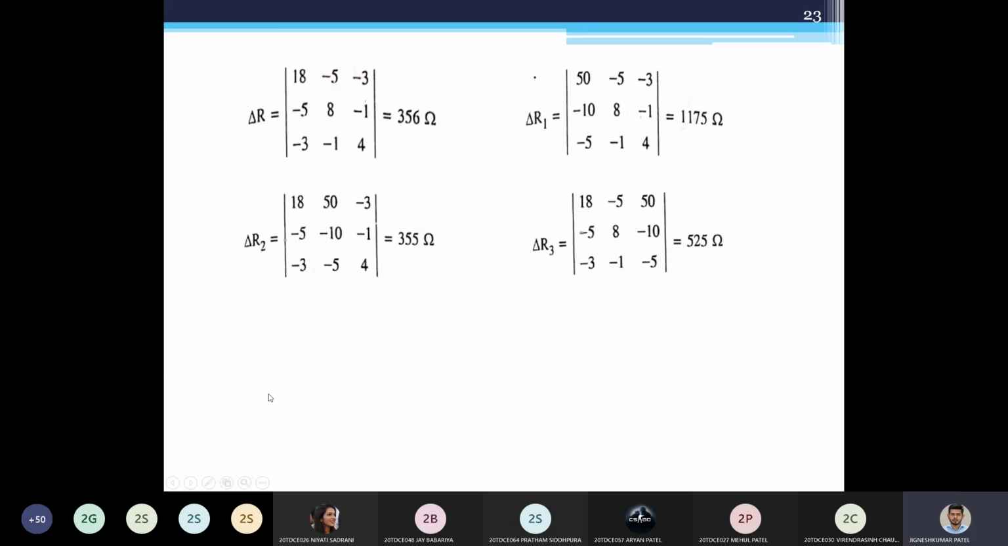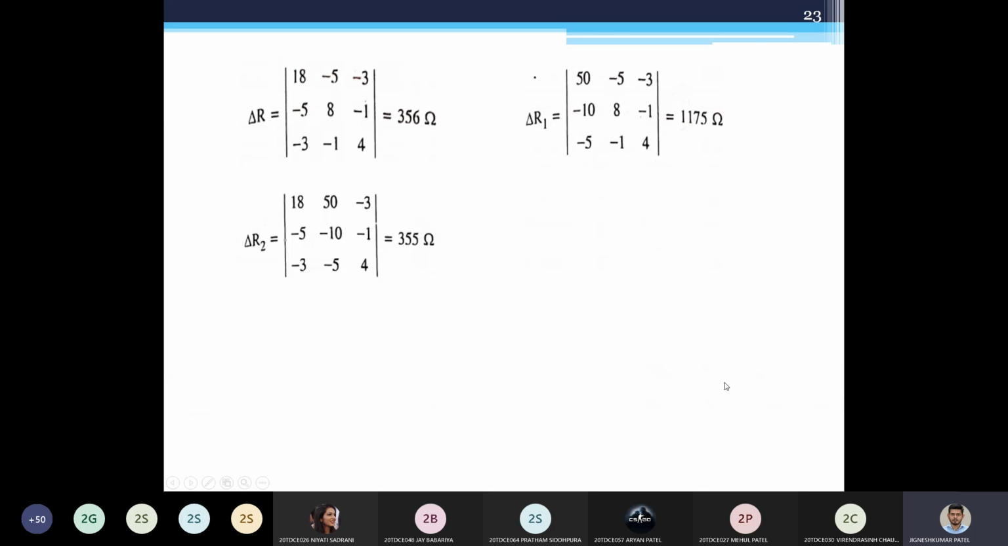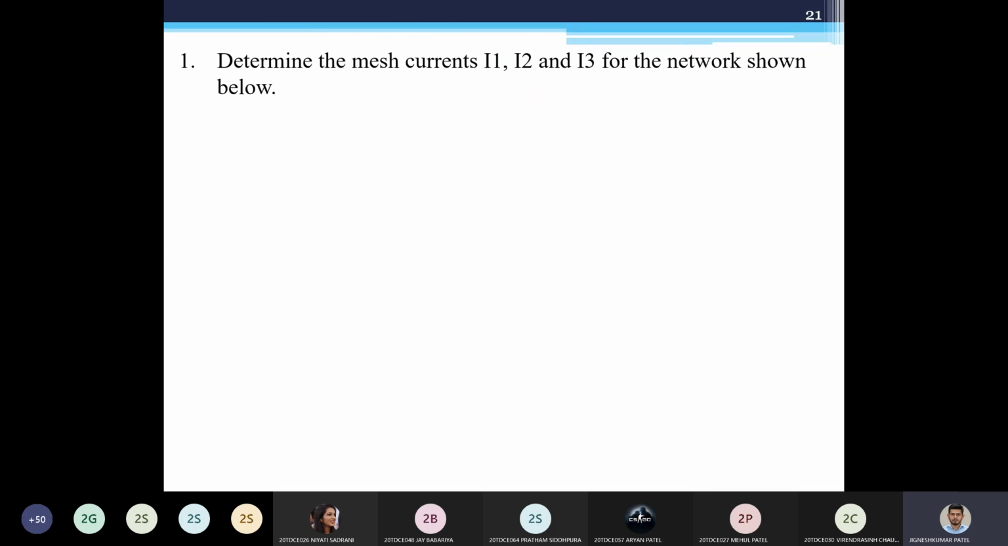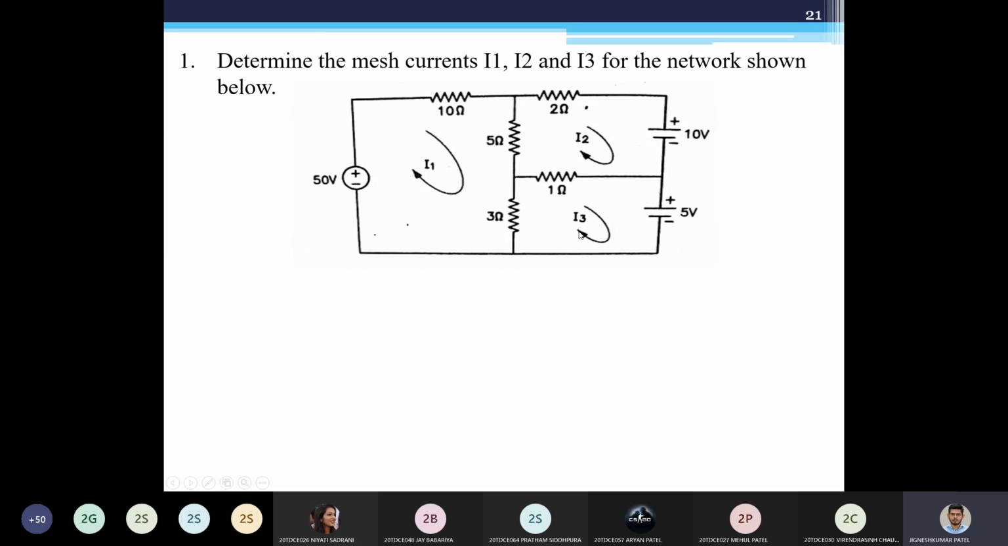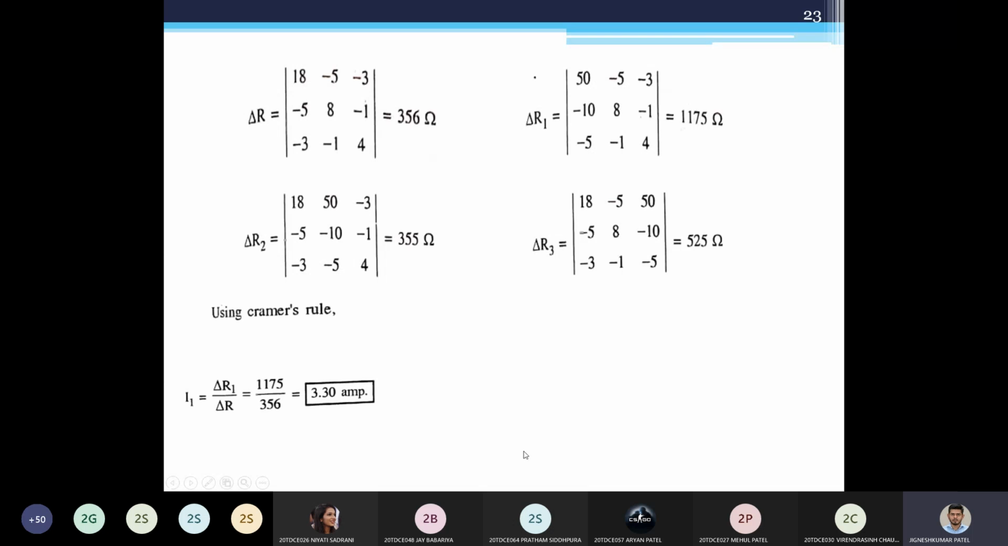Now current I1 would be delta R1 divided by delta R. So that is 3.3 amperes, then current I2 and I3. So this is my final answer, and this is the current flowing through I1, I2, I3, the 3 different meshes. So here we finally have the I1, I2 and I3 values like this.